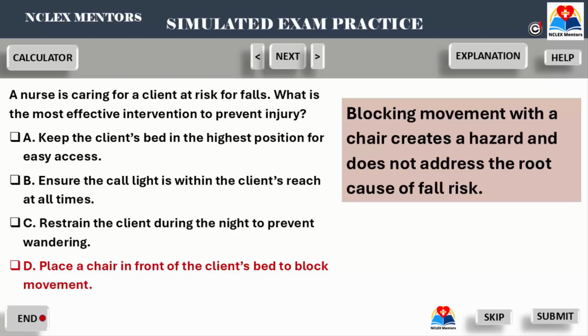Option D, place a chair in front of the client's bed to block movement. Creative? Maybe. Safe? Absolutely not. This could easily become a tripping hazard, not to mention it doesn't address why the patient might want to get out of bed. We want to work with our patients, not set up barricades. NCLEX tip: when you see questions about fall prevention or safety, think, what keeps my patients safe and supports their independence? That's the sweet spot. And in this case, it's as simple and powerful as keeping the call light within reach.